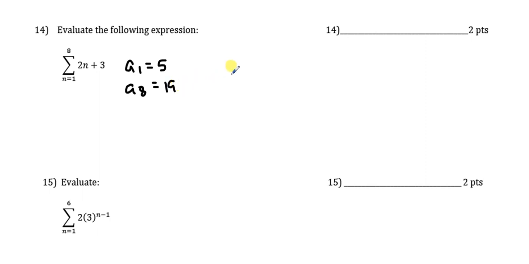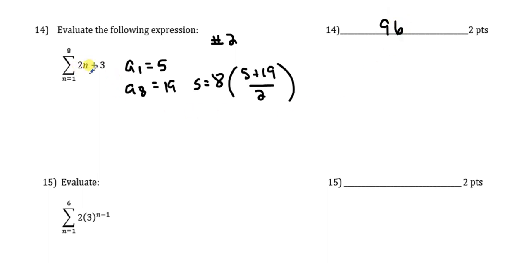And then our sum formula is formula number 2 on my note sheet. And the formula is n, which is 8. My sum is equal to 8 times A1, which is 5, plus AN, which is A8 in this case, 19, divided by 2. And if I add that up, it adds up to 96.